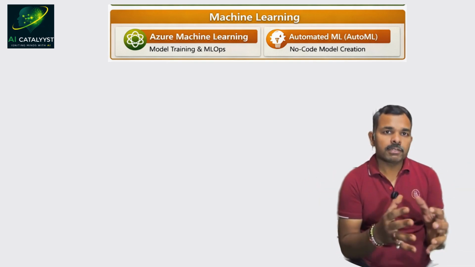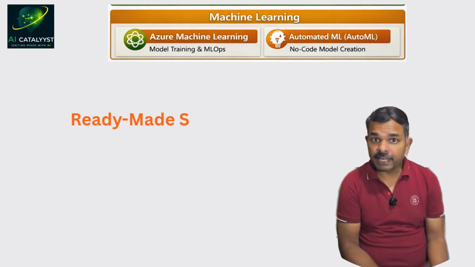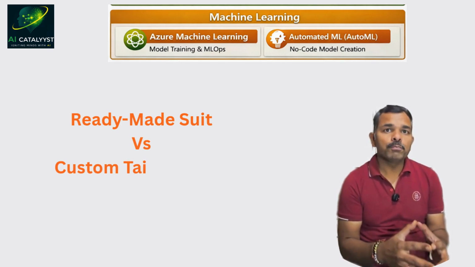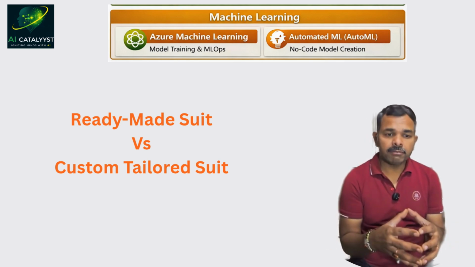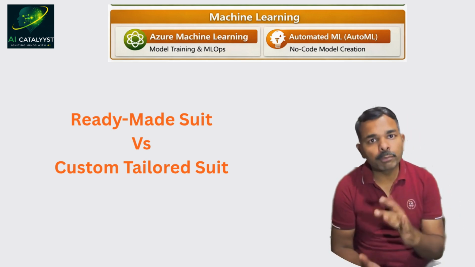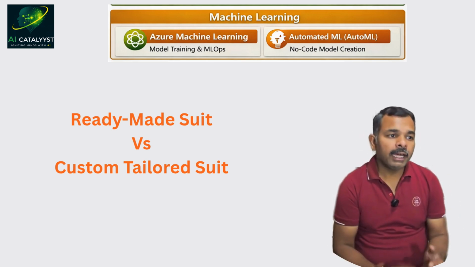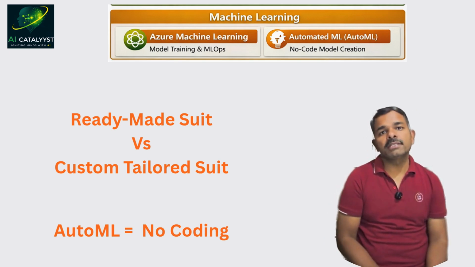Next is machine learning, which is a base for any type of AI. So, instead of relying on ready-to-use models, large language models, you customize and build your own models by training them, managing them, or deploying them. And if you want less coding, AutoML is designed for you.